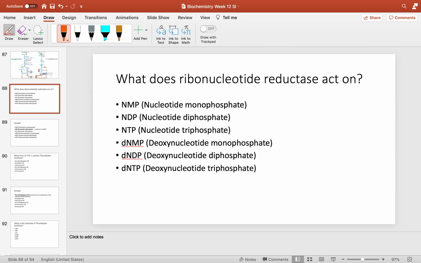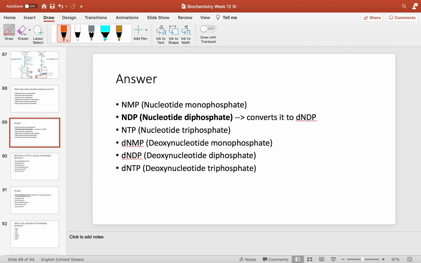Alright, so that was probably a lot, so let's just answer a few questions and we should be done. So what does ribonucleotide reductase act upon? Is it a nucleotide monophosphate, nucleotide diphosphate, nucleotide triphosphate, deoxynucleotide monophosphate, deoxynucleotide diphosphate, or deoxynucleotide triphosphate? The answer to this one is NDP. It usually acts on nucleotide diphosphates and converts it to a deoxynucleotide diphosphate.